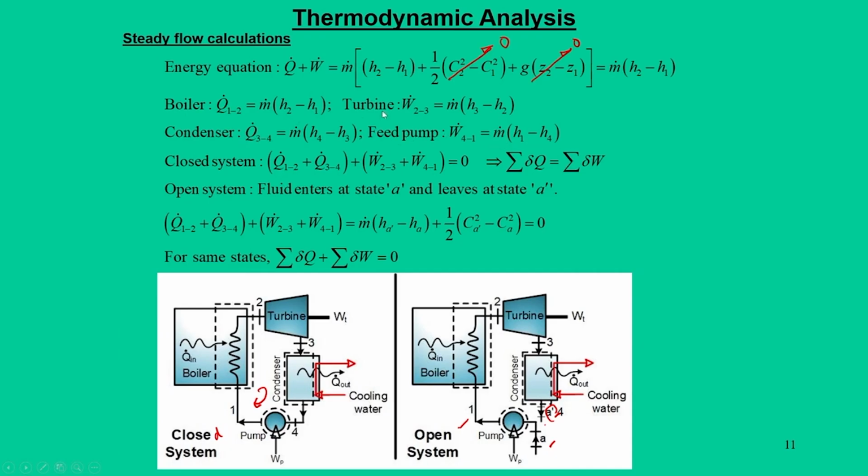Now, if you sum it up, one fundamental thing arises: the cyclic work transfer and cyclic heat transfer are the same. Again, if the same system is viewed as an open system, that means fluid enters at state A and leaves at state A dash, here also we will have the same thing. By assuming this difference to be small, this also gives the same information, that summation of Q plus summation of W is equal to 0. Okay. So, this is all about the thermodynamic analysis, where we did not bring the efficiency parameter into the picture.